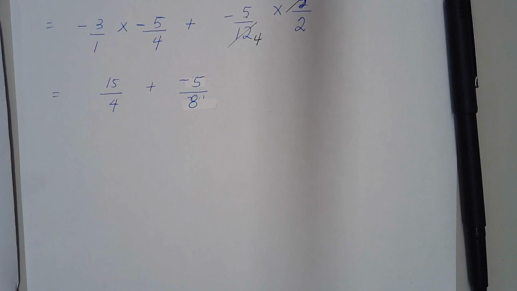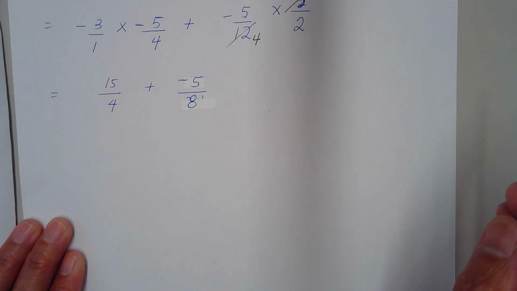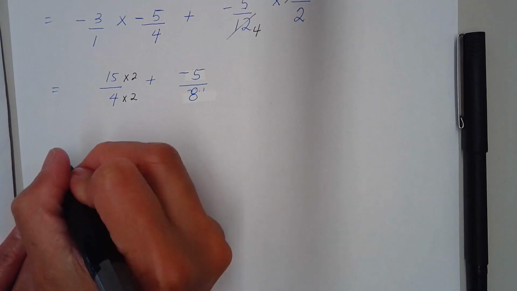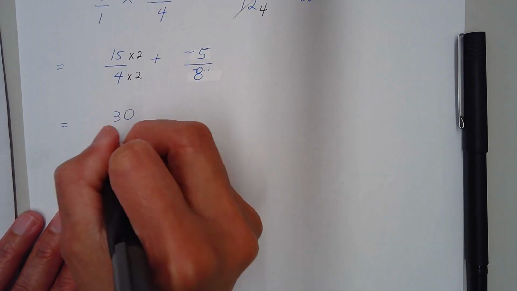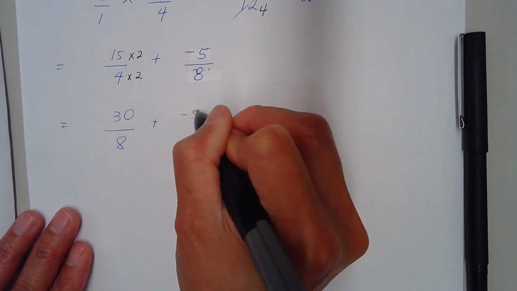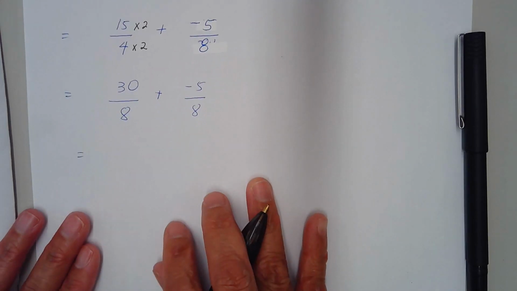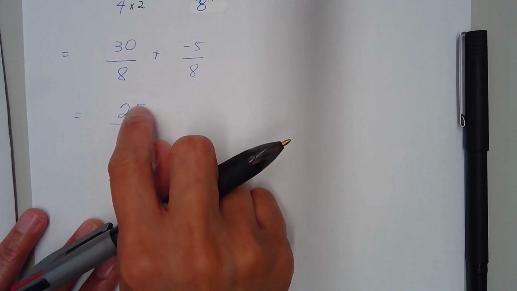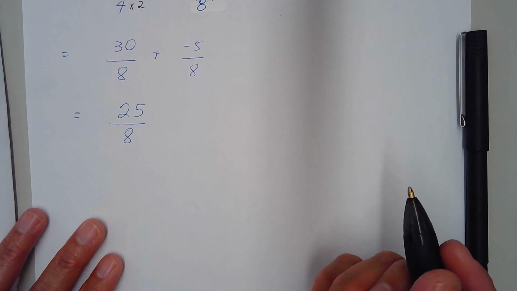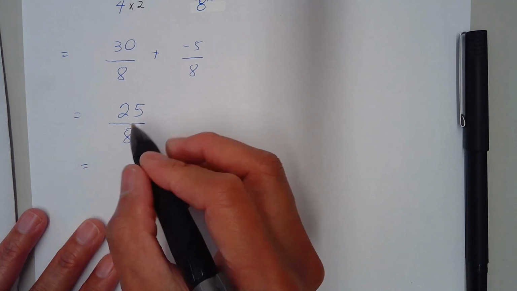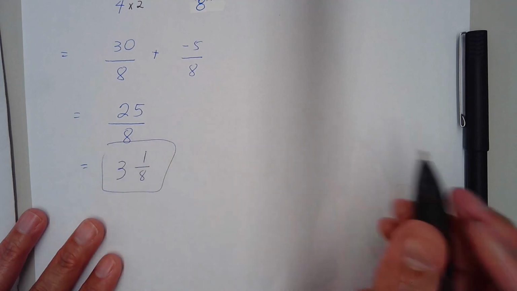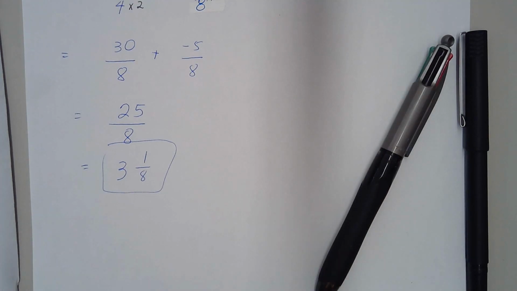Okay, what are we going to do next? LCM is 8. Multiply by 2. So that's going to give us 30 over 8 plus negative 5 over 8, which gives us 25 over 8. Can I reduce that one? Yes, have a seat. Okay, that's going to be 3 and 1/8. That's awesome. So take it a step at a time.